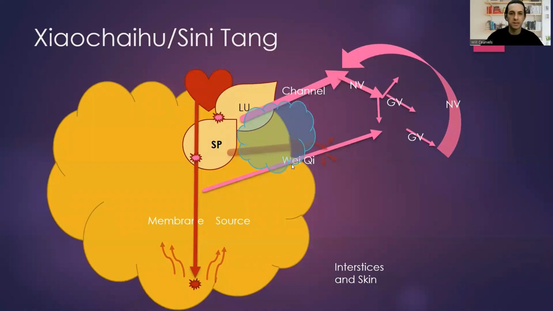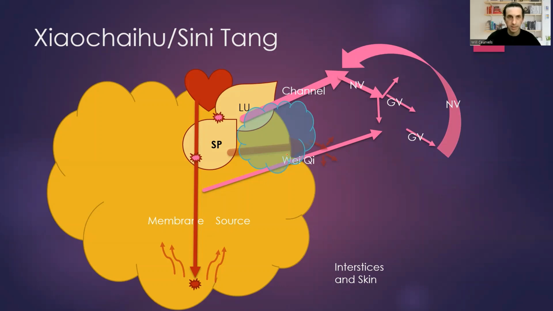Here we have a schematic for the Banxia Xiexin Tang mechanism. Now you'll note that on top here, I say that this is Xiao Chai Hu Sini Tang. So what I'm saying here is in the first stage, right? This is prior to it becoming a Banxia Xiexin Tang mechanism. You already have this congestion occurring in this, you can say in the membrane or in the diaphragm.